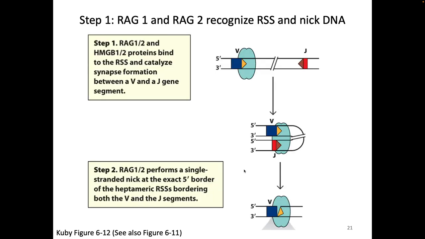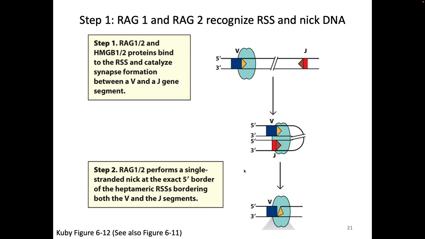So here you can see they're both bound by this blue blob that is the RAG complex. And then we're just going to be seeing some of the events that are happening at one side. And that's for simplicity's sake in terms of us looking at this. It is not because only one side is doing it. It's because it would just be way too hard to look at if we tried to look at both sides right now. So what you'll see is that RAG will make a DNA nick.